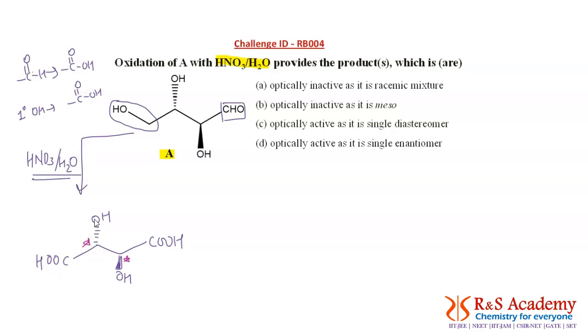Here this chiral center is attached to OH, COOH and one group is hydrogen. Here also COOH, OH and the other group is hydrogen, which is below the plane. If you check, one OH group is above the plane, the other OH group is below the plane. Each carbon is attached to a similar kind of group. So this is a constitutionally symmetric molecule.